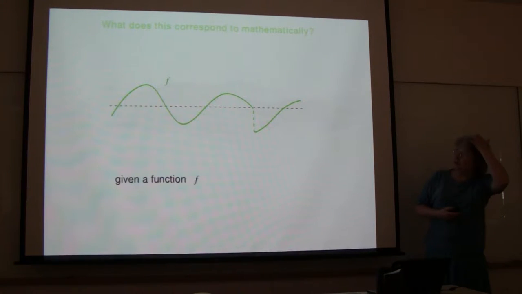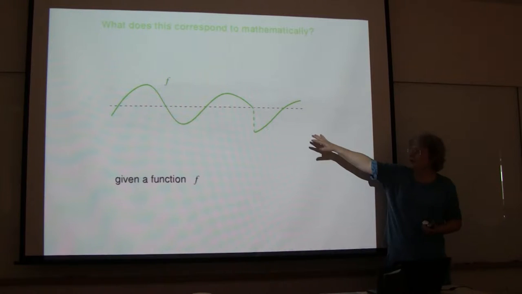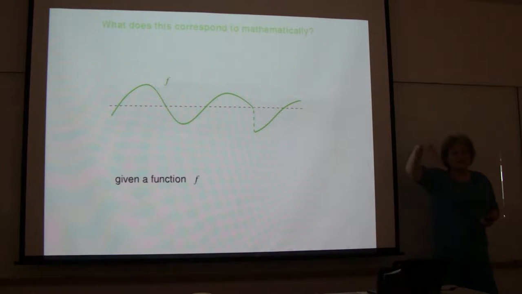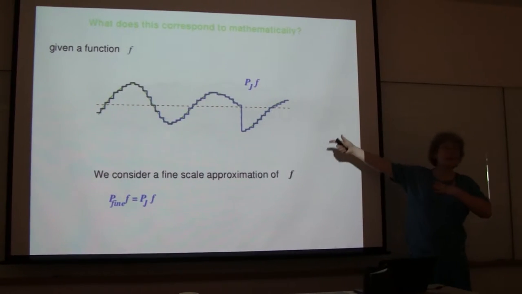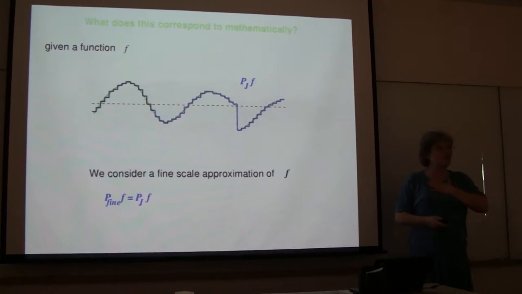What it really amounts to mathematically is this: the underlying function we were trying to model in images is something that is smooth and may have some discontinuities. We already approximated that by a fine scale piecewise constant approximation when we measure pixel values. So for the moment, when I do image compression or image analysis, I'll never go beyond this. This is the resolution at which I get the image.